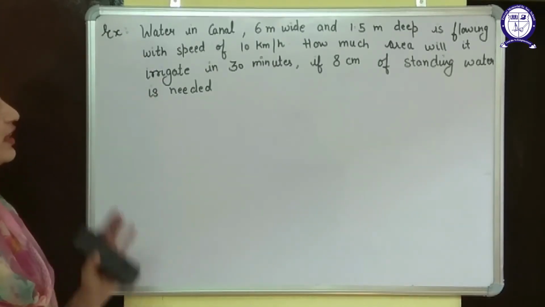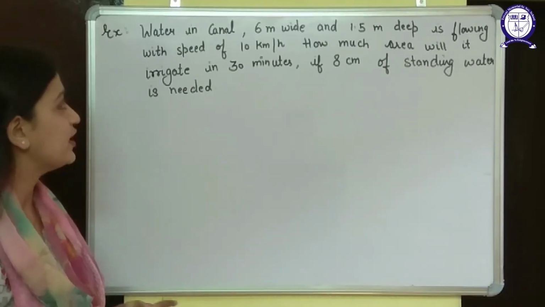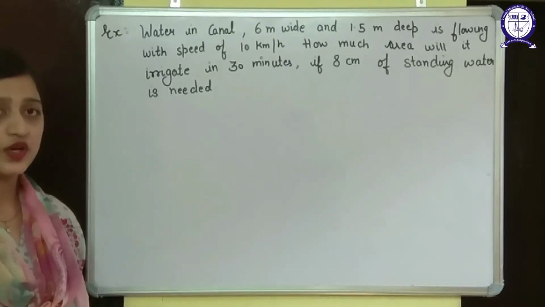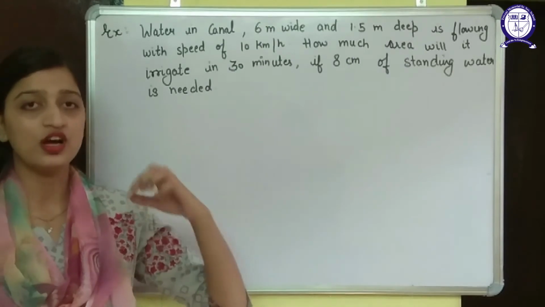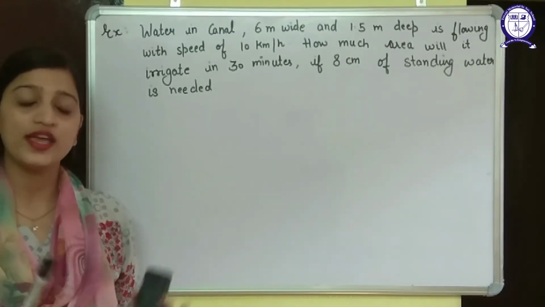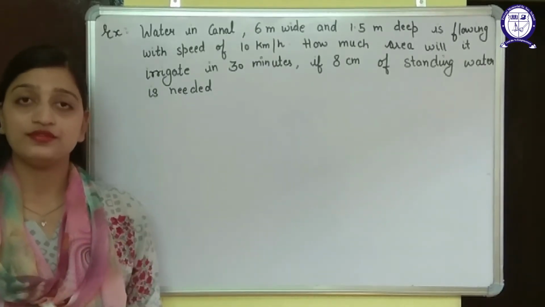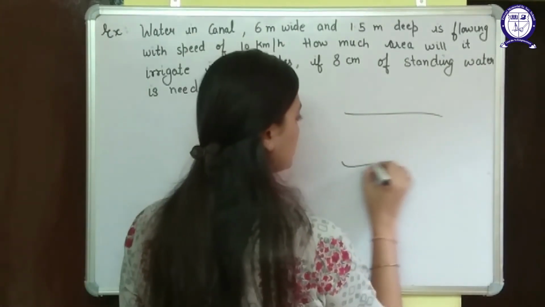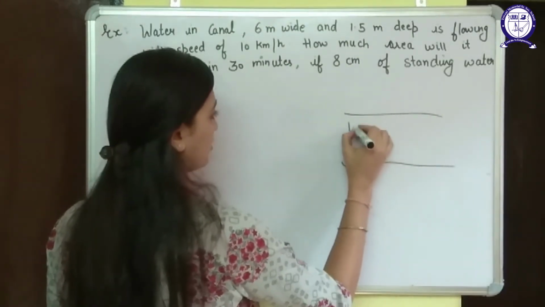It says a water in a canal 6 meter wide, 1.5 meter deep is flowing with the speed of 10 km per hour. In these kinds of questions, we always take the shape of this canal or river, which is flowing at some speed, as the cuboid. Whenever there is a question of a river or a canal, we will take it as the cuboid. This is a canal and it is 1.5 meter deep.